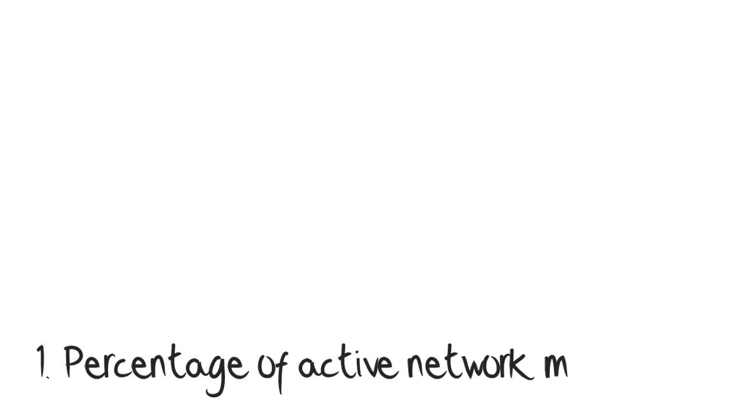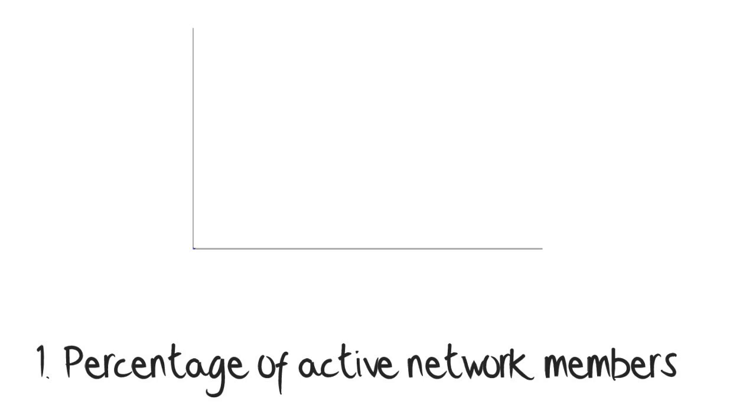Number 1. The percentage of active network members. Of all the people you invited to join your social network, how many are actually logging in? It's the most basic indication of whether your network is successful. If people aren't logging in, none of the other metrics here really matter. Ideally, we want to reach 100%.